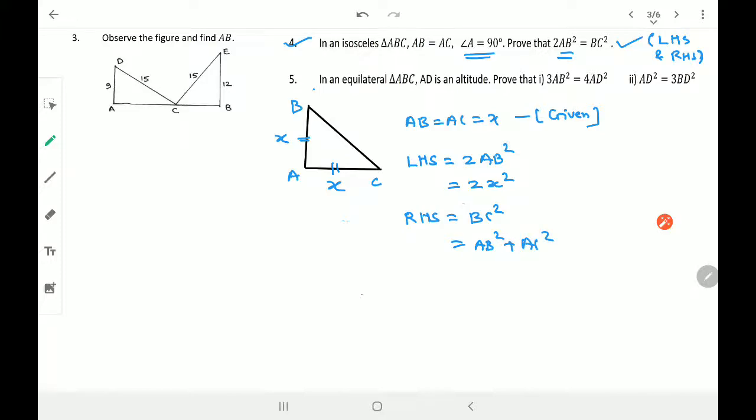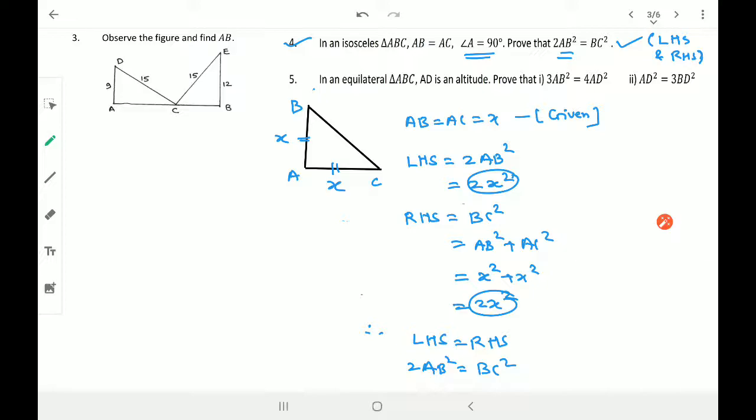I hope you remember BC square is equal to AB square plus AC square. That means x square plus x square. What is that equal to? 2x square. So therefore here, is LHS and RHS equal? Therefore LHS is equal to RHS. That is 2AB square is equal to BC square. So this is another simple and direct method, you can say algebraic method, to understand this geometrical example.